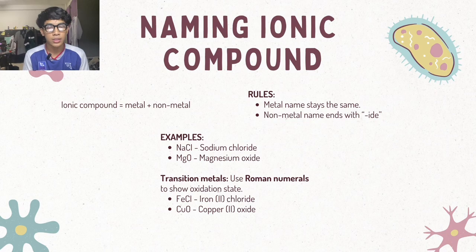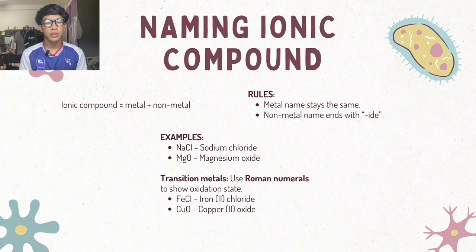Next, I will explain about naming ionic compounds. An ionic compound is formed from a metal and a non-metal. For the rules, the metal name stays the same, and the non-metal name ends with -ide. For example, NaCl is sodium chloride, and MgO is magnesium oxide.